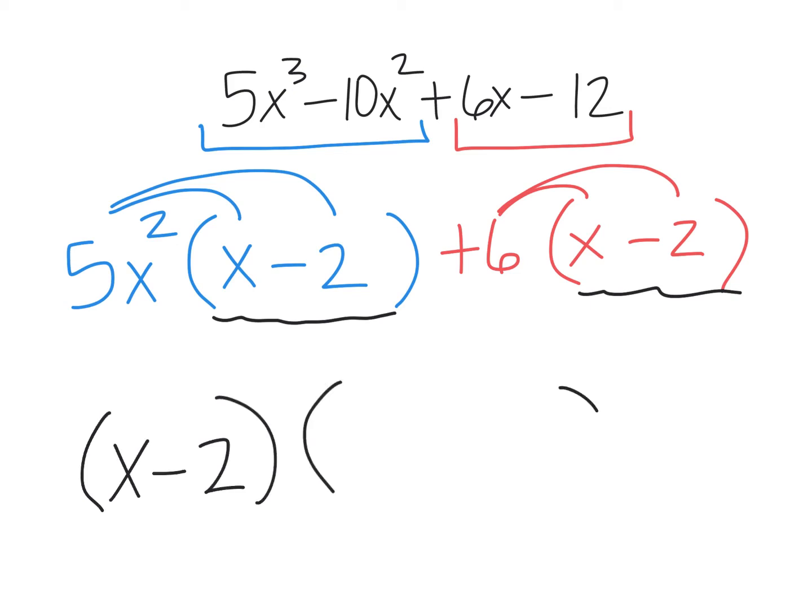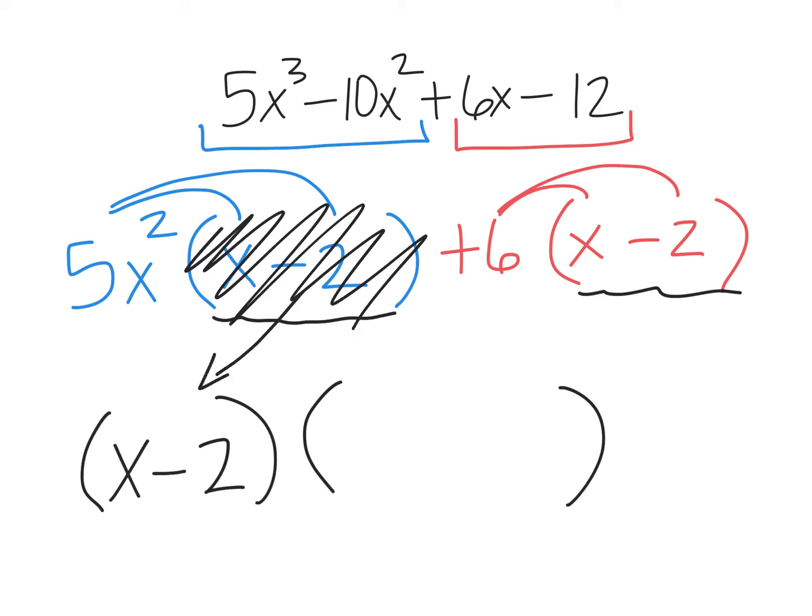I need to multiply it by something to get the previous step, right? Multiplying these together should give me this. So since I'm factoring it out, what I can say is I'm going to pull it out of the first term. When I pull it out here, I'm left with 5x squared in the beginning.